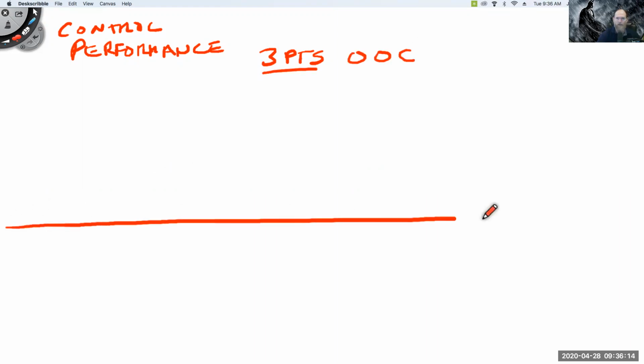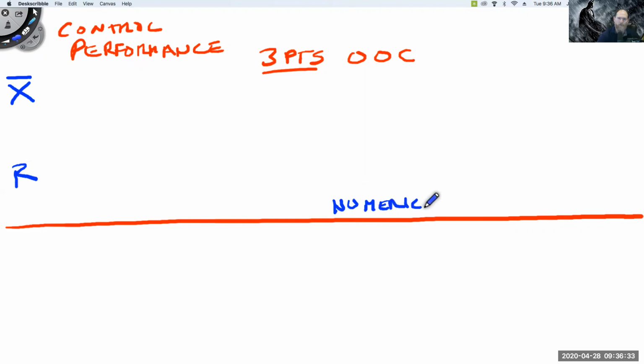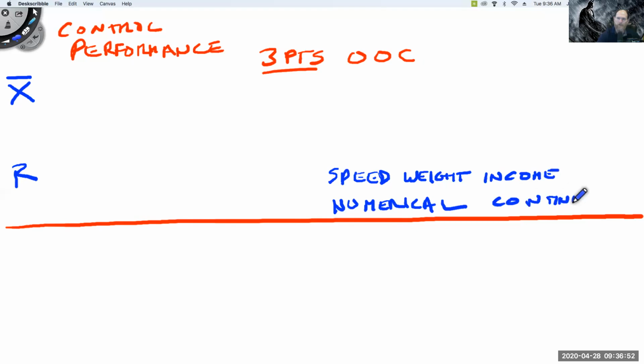And so the way that I like to frame control charts is up here we have X bar charts and we have R charts. And the reason we put these up here is because these are dealing with numerical variables that are usually things like speed, weight, it could be income, and these are continuous variables in terms of their being numeric.